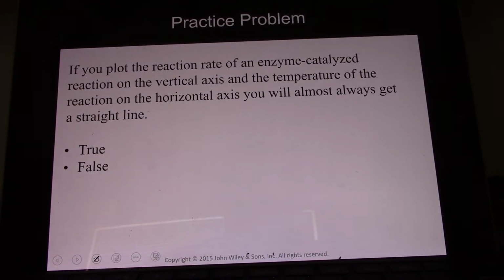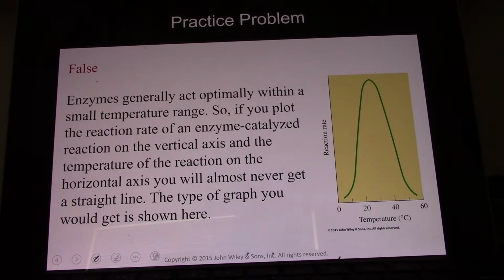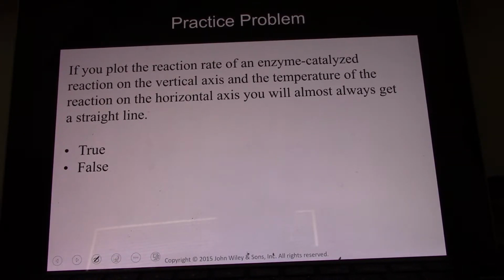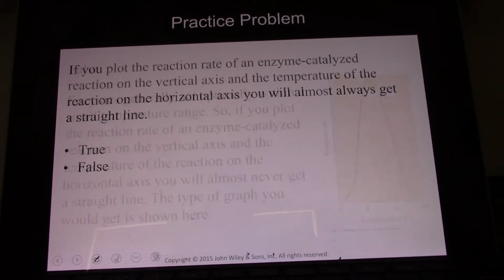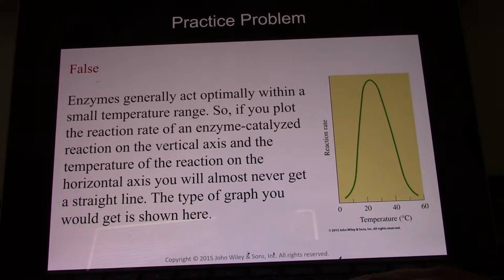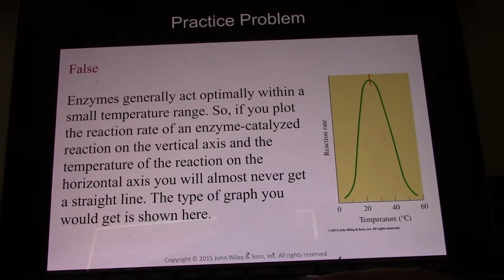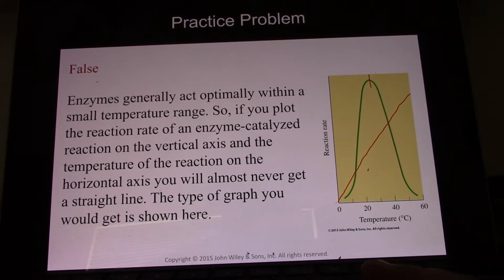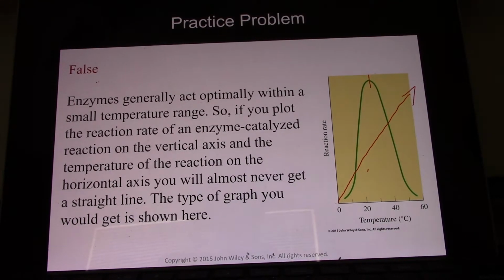All right, if you plot the reaction rate of an enzyme-catalyzed reaction on the vertical axis and the temperature of the reaction on the horizontal axis, you will not get a straight line. And so again, if you plot the reaction rate of the enzyme-catalyzed reaction on the vertical axis and the temperature on the horizontal axis, you get a parabola because there's an optimal temperature. If we just plot it like this, it is like a non-biological reaction. In general, as it gets hotter, it goes faster, because that's just the base chemistry.